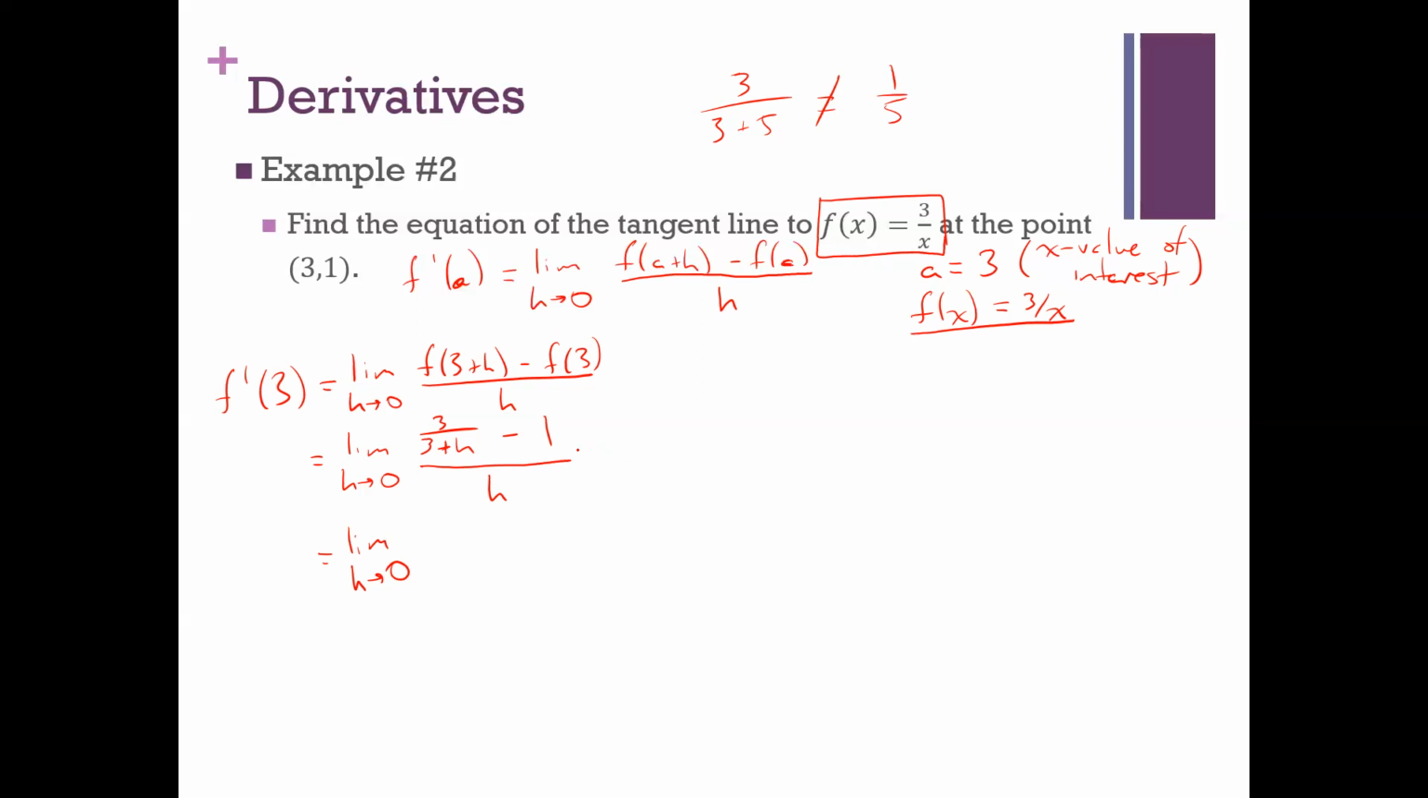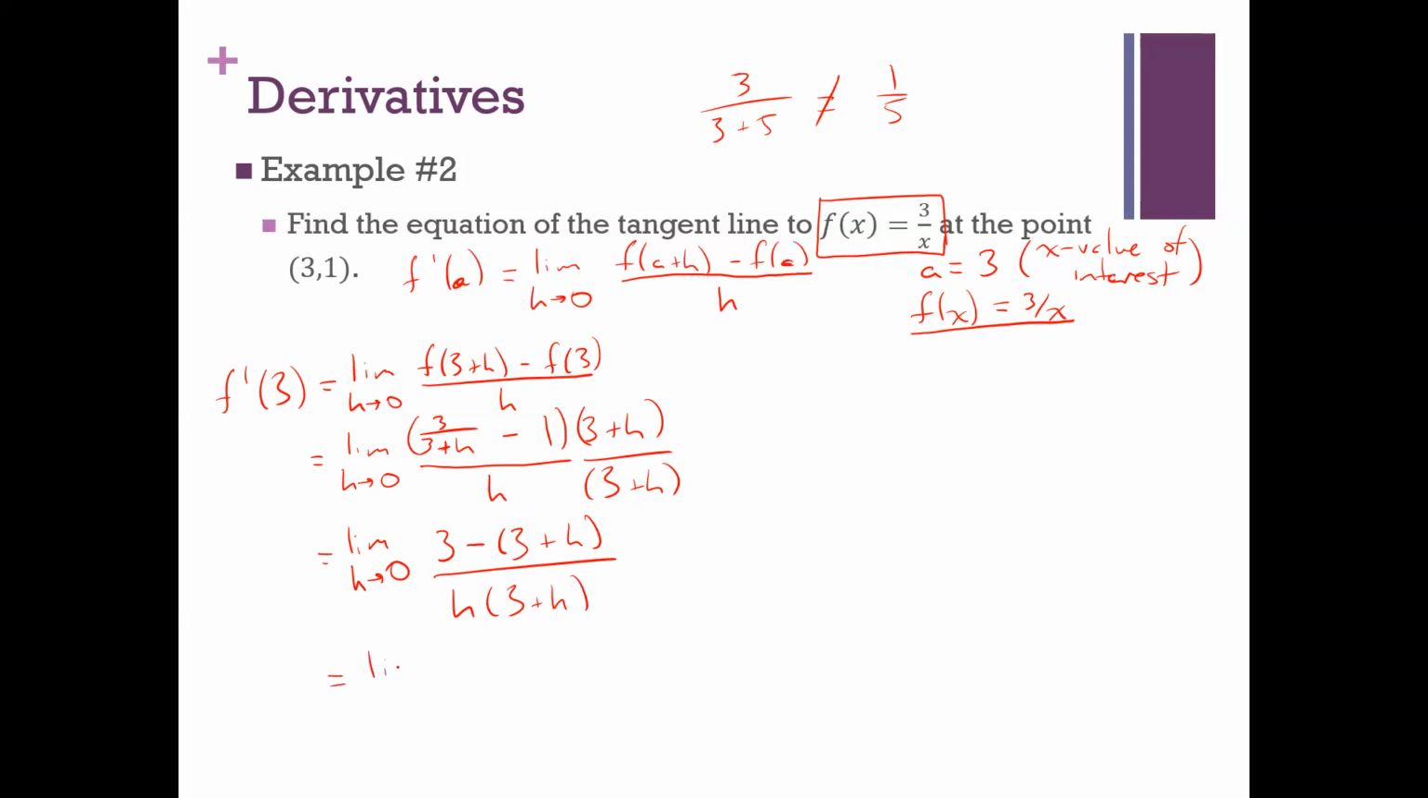Sebastian, do you have something? Multiply where by 3 plus h? So multiply this by 3 plus h. Is that okay? Yeah, I'm going to have to maintain balance here. But yeah, I think this is a good course of action here. So if I multiply the denominator or numerator through, I'm going to get 3 minus 3 plus h over h times 3 plus h.